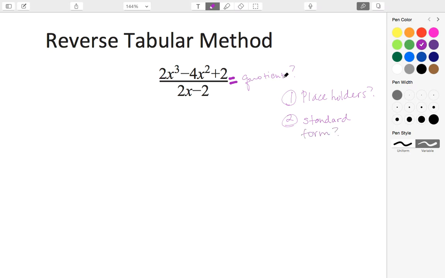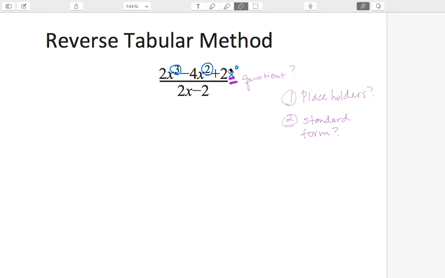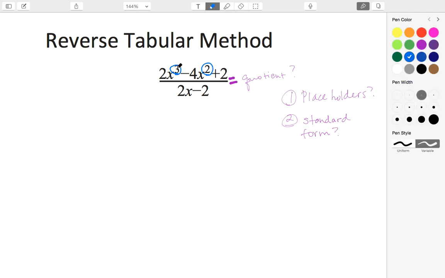And so let's go ahead and do that. So here I can see clearly that I have 3 and then 2, and then I have my constant, right, which is technically x to the 0 power, because anything raised to the 0 power is 1, but that's not necessary to really dive into in this video. But we can recognize that we're missing a term here. We're missing our x to the first term, or our x term.